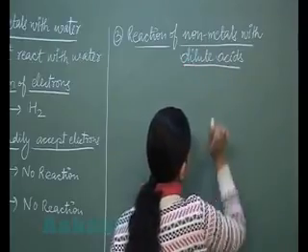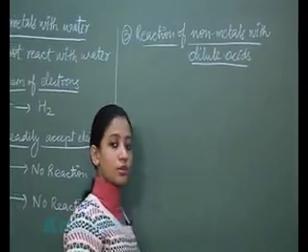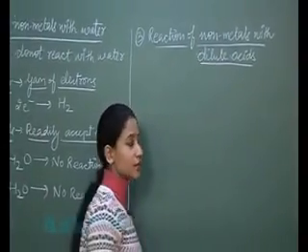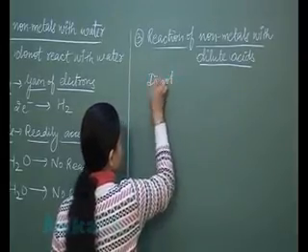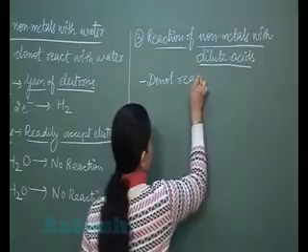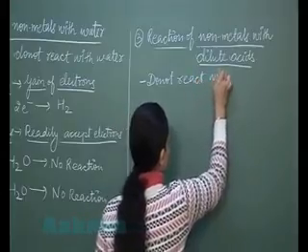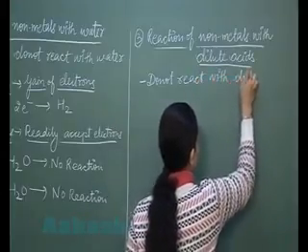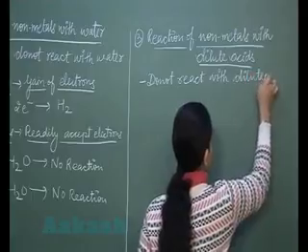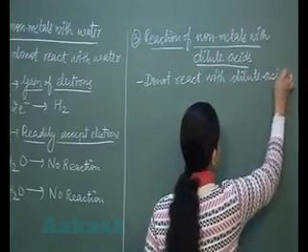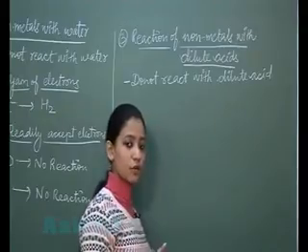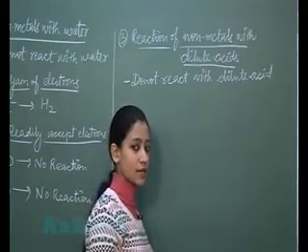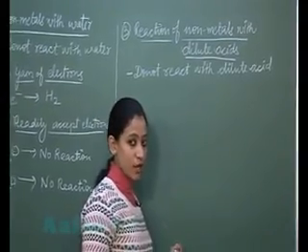Now non-metals do not react with dilute acids. So simply we can write they do not react with dilute acids. Actually in this reaction the displacement of hydrogen should have been there, but non-metals are not able to displace the hydrogen from the acid. Now what is the reason?